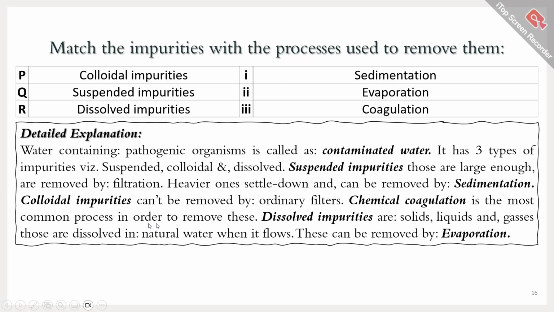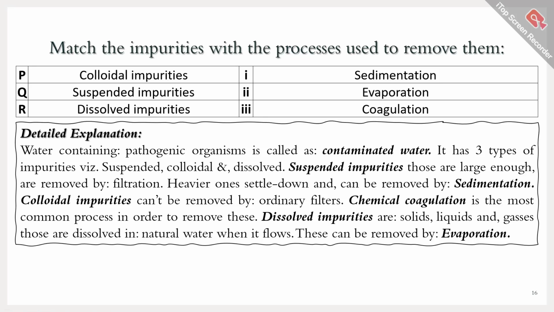These colloidal impurities range between 10 to the minus 5 to 10 to the minus 7 meters, and those smaller than that are the dissolved impurities. Those are solids, liquids, and gases, and they are dissolved in natural water when it flows. These dissolved impurities, the smallest ones, can be removed by evaporation. This one is the most difficult to remove, and the process is the most energy intensive as compared to the other processes, sedimentation and chemical coagulation.